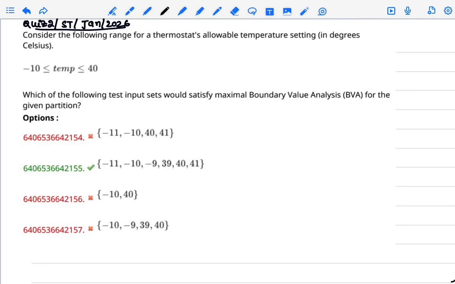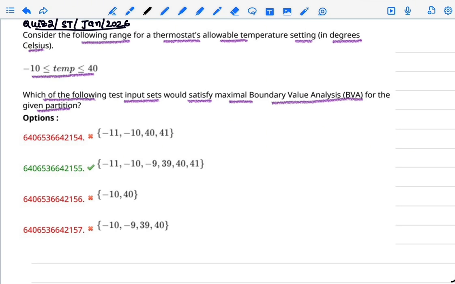Friends, this question is from the Jan 2026 ST Quiz 2 question paper. Consider the following range for a thermostat's allowable temperature setting in degrees Celsius. The temperature range is given in the question, and which of the following test sets would satisfy the maximal boundary value analysis (BVA) for the given partition? In the question they are asking to find the boundary value analysis for the given test input sets.